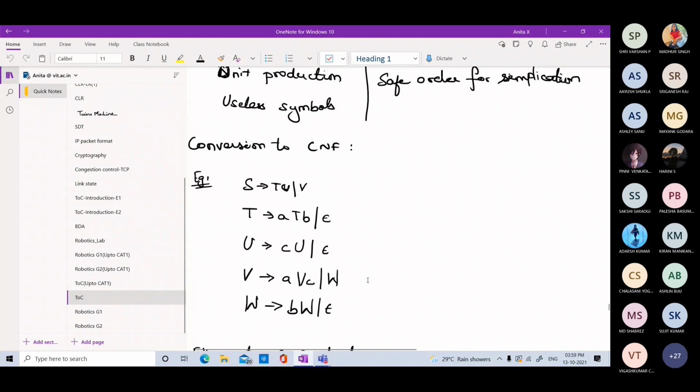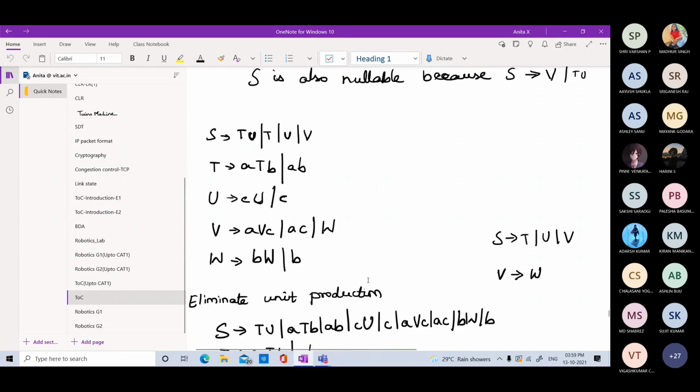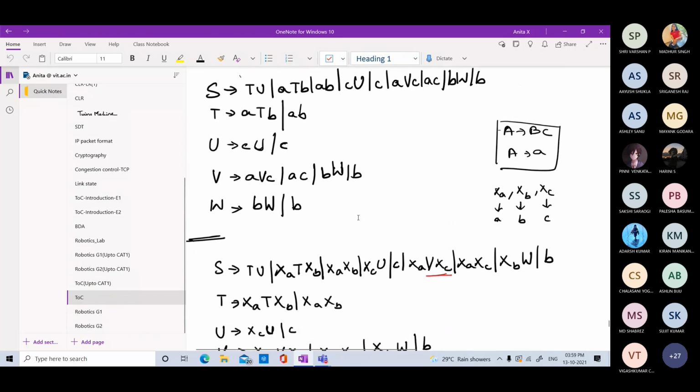Okay, after simplification, we can proceed. Yes, this is one such simplified grammar. So what should I do? I have to convert this grammar to Chomsky normal form. I should have either two non-terminals or only one terminal. So wherever there is a deviation, I will have to make appropriate additions. So here you can see there are two non-terminals. Okay, no issues. Here you can see one terminal combined with a non-terminal and then a terminal. So there is an issue. Likewise, it goes on, right?